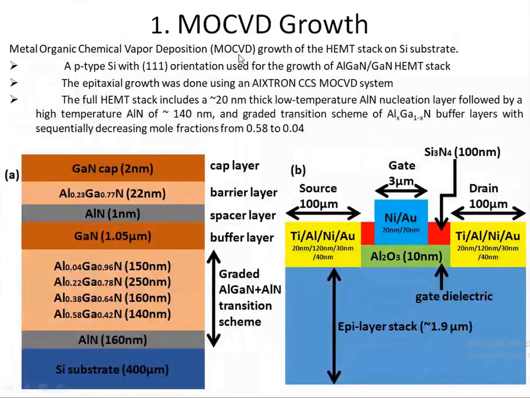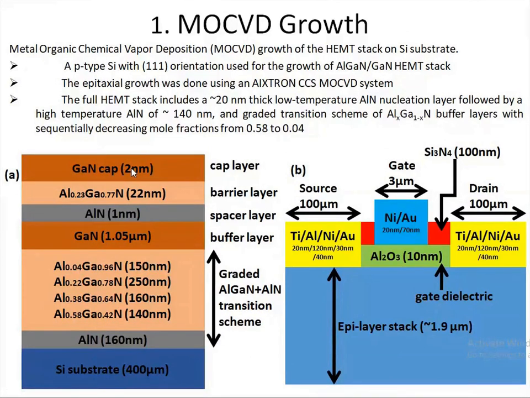So this was the first step, that is MOCVD growth. The MOCVD growth was done using an Aixtron CCS MOCVD reactor using different precursors. In the MOCVD growth, we have grown the device on a silicon substrate using performance boosters such as an aluminum nitride interlayer. We have grown all these 4 transition scheme layers. Then we have grown a GaN layer with 1.05 micrometer thickness. Then this spacer layer of 1 nanometer. And finally, we have also grown this GaN cap layer. So this is the first step for the HEMT stack growth.